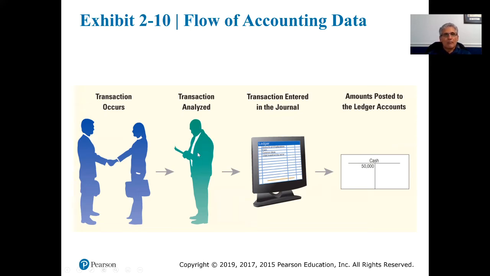Once we've made that determination, then the transaction is entered into a journal, into the accounting system. And then those amounts are posted to the ledger accounts. Now, the good news today in the wonderful world of accounting and electronics, everything is done simultaneously. So when you post the transaction to the journal, the ledgers are automatically updated, okay?